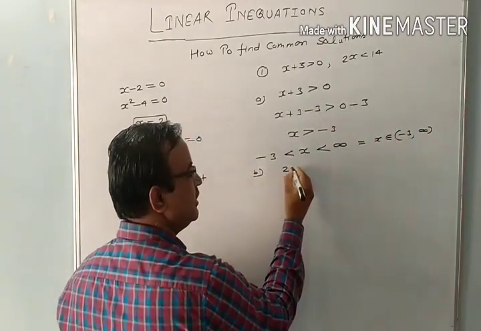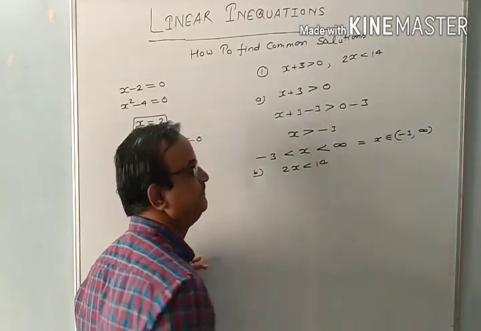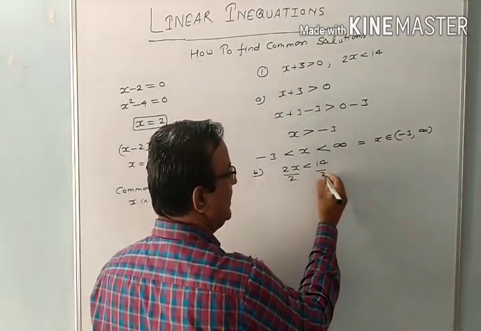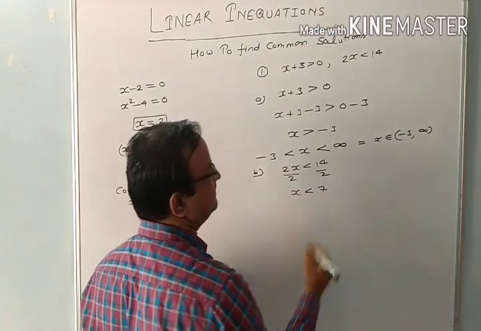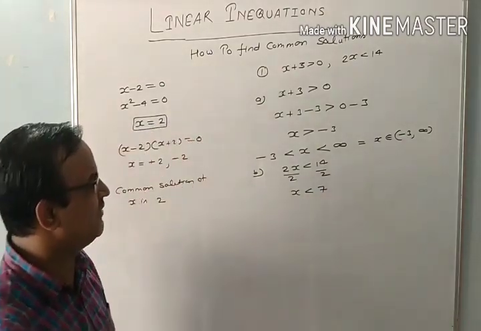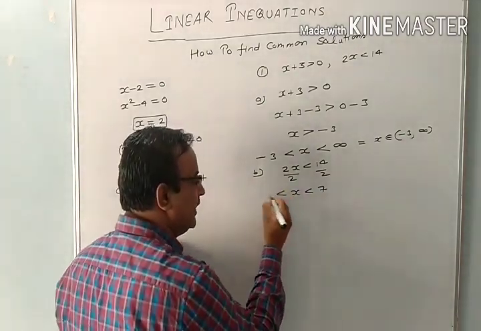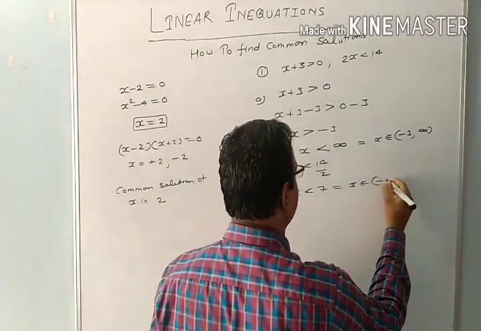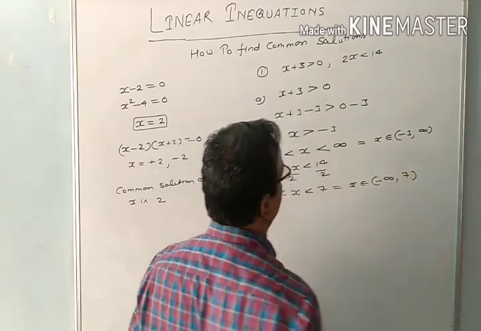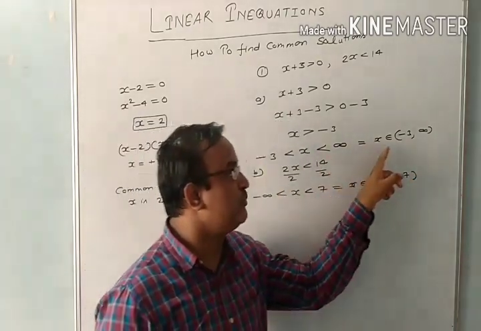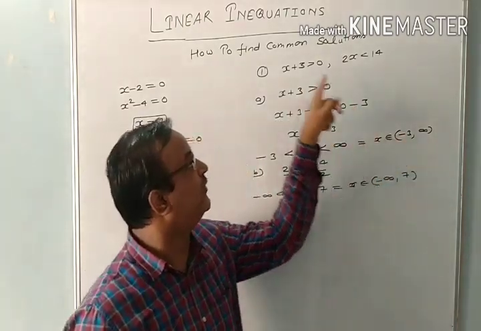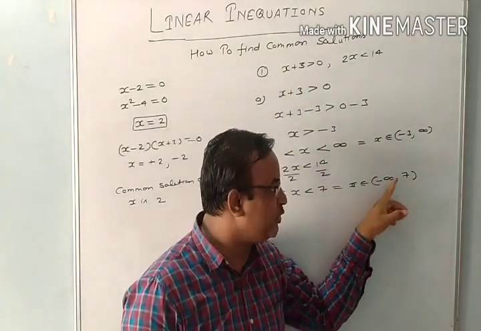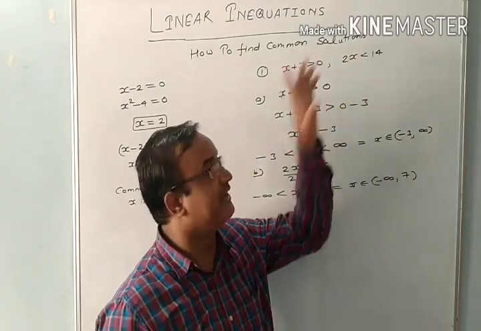The second one is 2x is less than 14. In order to solve it, we will divide both sides by 2. We get x is less than 7. If x is less than 7, we know that it is more than minus infinity. That means x belongs to from minus infinity to 7. So x belongs to minus 3 to infinity is the solution of the first given linear equation. x belongs to from minus infinity to 7 is the solution of the second given linear equation.